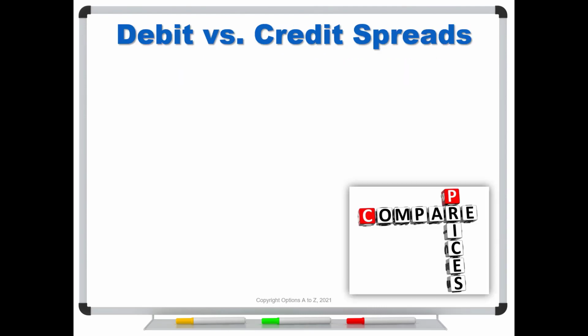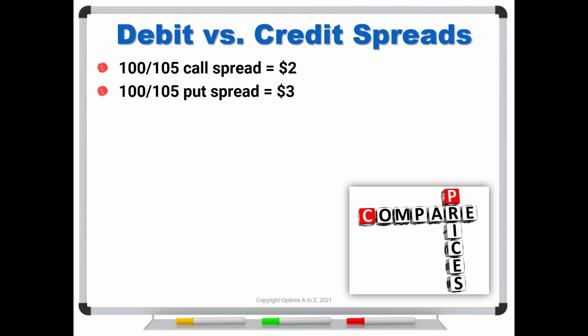So let's start off with a little review of the debit versus credit spreads. Let's say that we have the 100-105 call spread trading for 2. So this means if we buy the call spread, we have to spend $2. And if that's true, if we look directly across the board at the 100-105 put spread, we would see that it's selling for 3. So the prices appear different, but they're really the same.